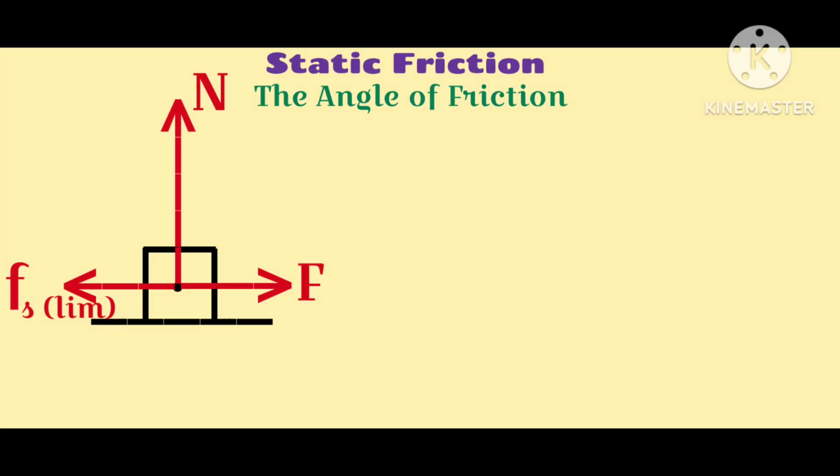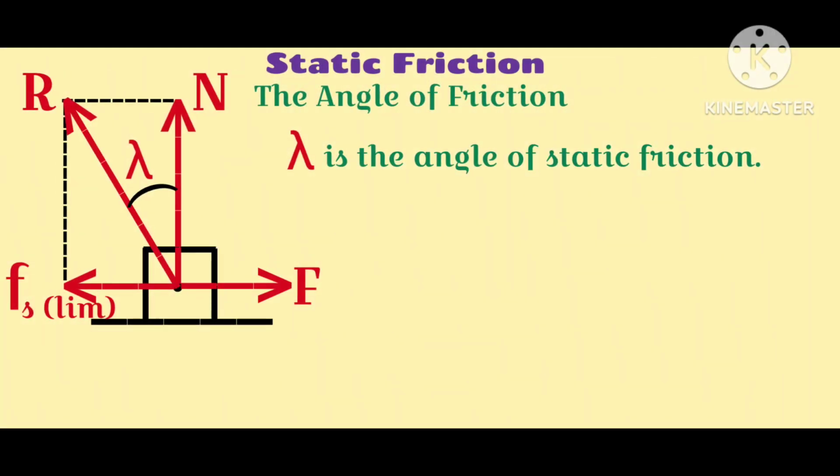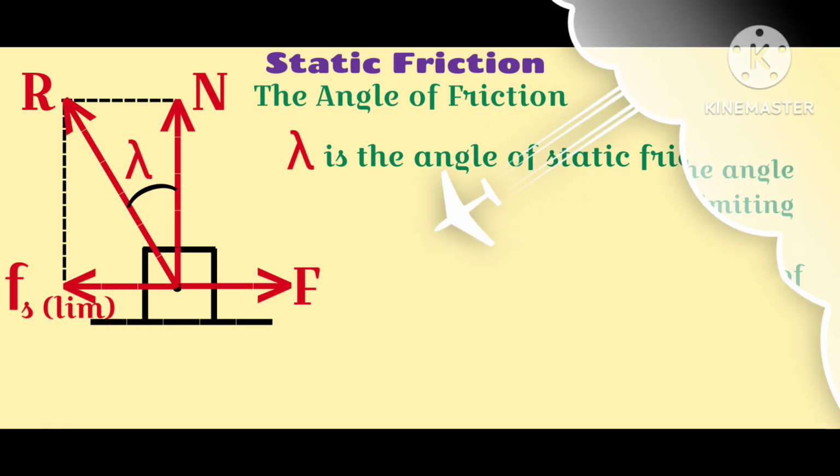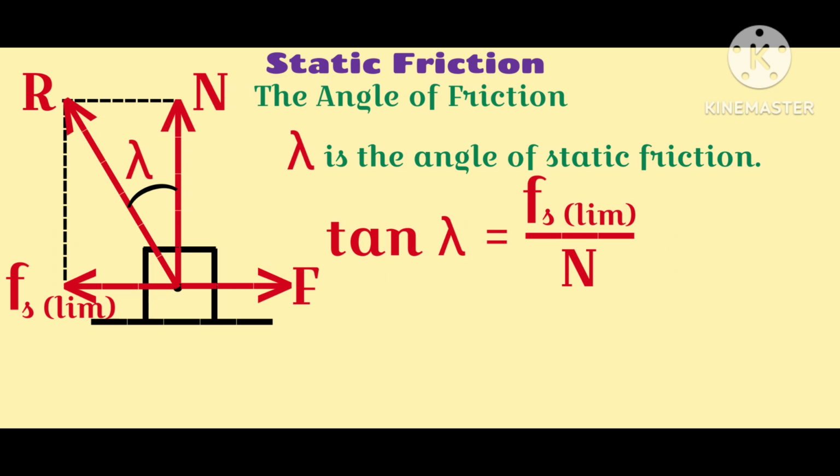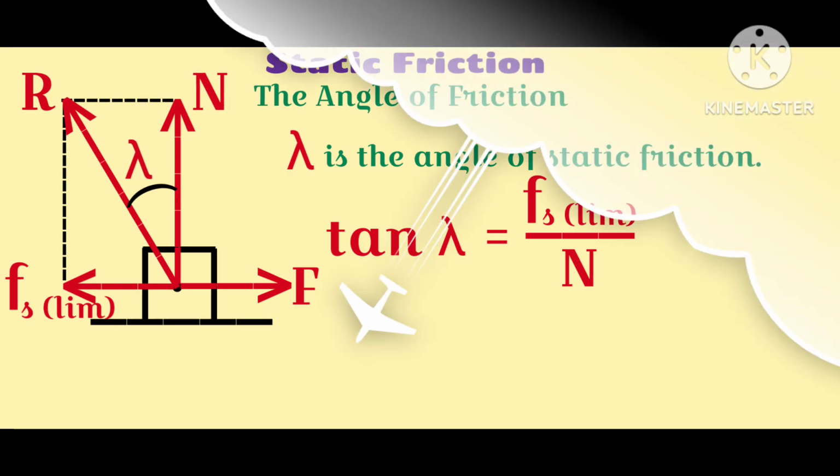Now, let's get familiar with the term the angle of friction. The angle of friction is the angle between the normal force and the resultant of the normal force and the limiting force of static friction. From the diagram, we find the tangent of the angle of friction is equal to the ratio of the limiting static friction to the normal force, and thus the tangent of the angle of friction is equal to the corresponding coefficient of static friction.